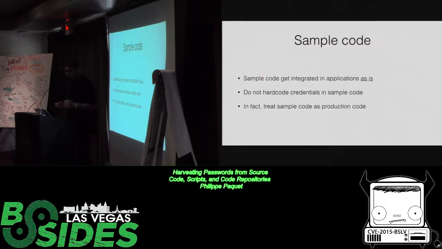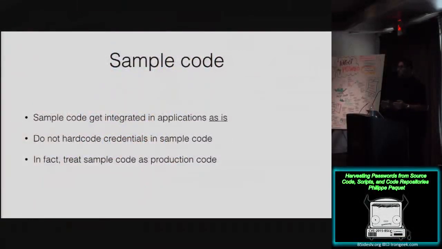The third problem is sample code. If you're working for a large provider that has sample code out there, that's about you. On one side, this is your fault. Sample code gets integrated as is. Developers are going to copy and paste code into their application. I understand you want the sample code to be concise, but because you want sample code to be concise, you're going to be hard-coding credentials, which means that hard-coded credentials are going to end up in your application. It is your fault there. You need to do something about it.